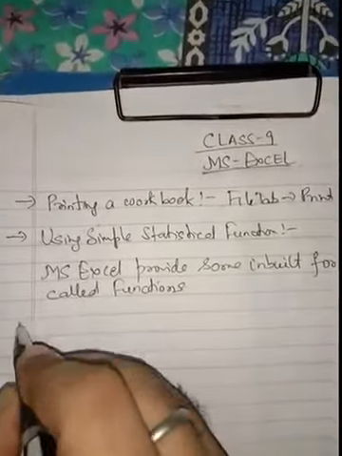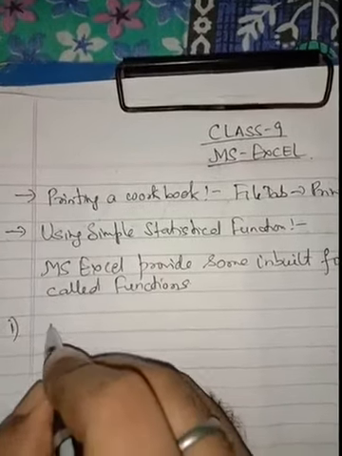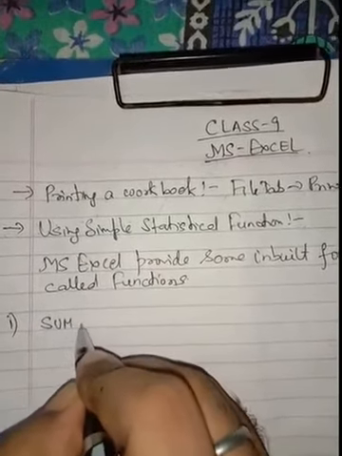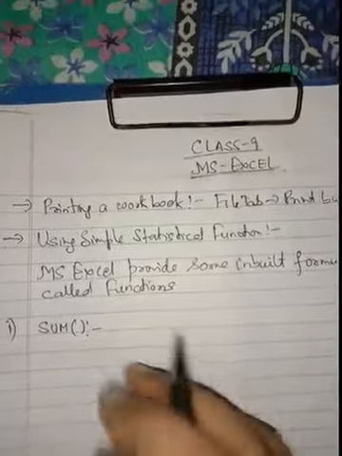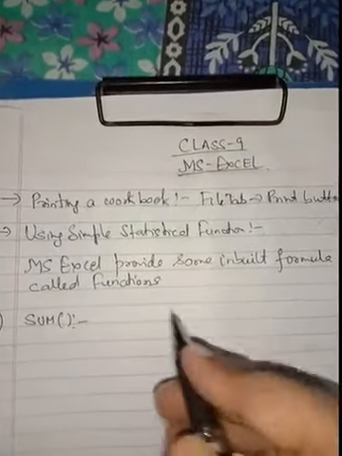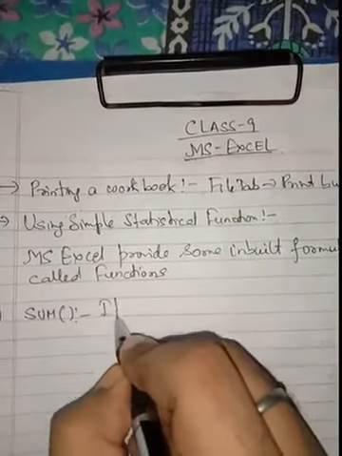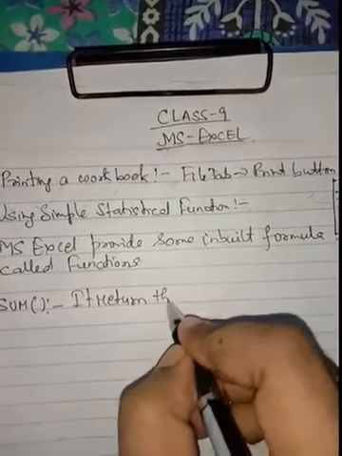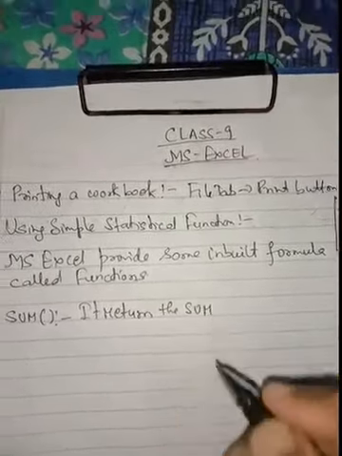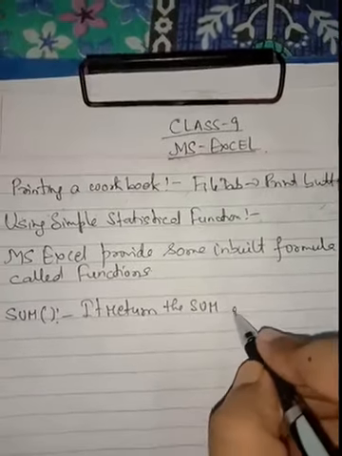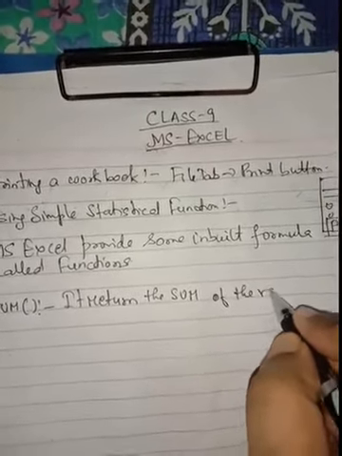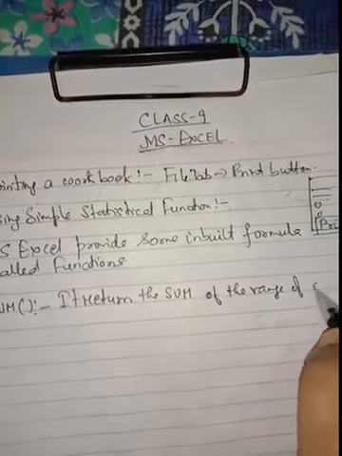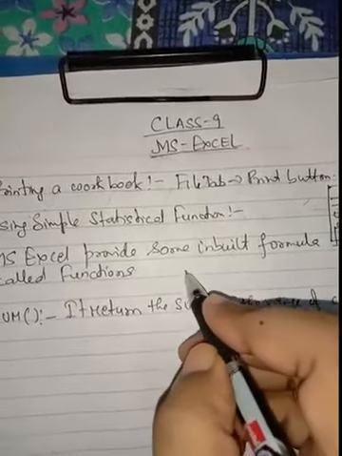The first function that we are going to discuss is the sum function. So what does it do? It returns the sum of the range of cells. Sum means addition of the range of cells.